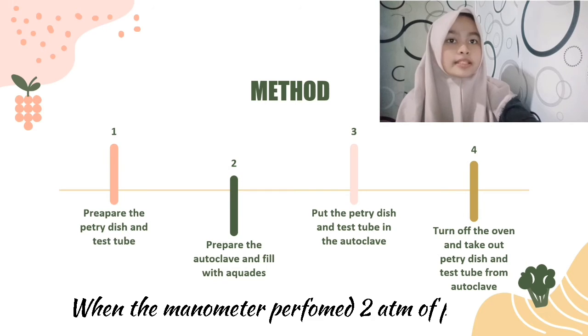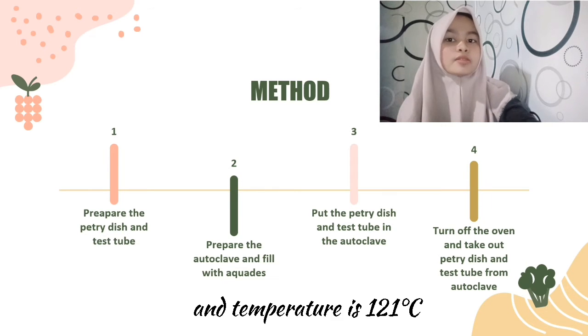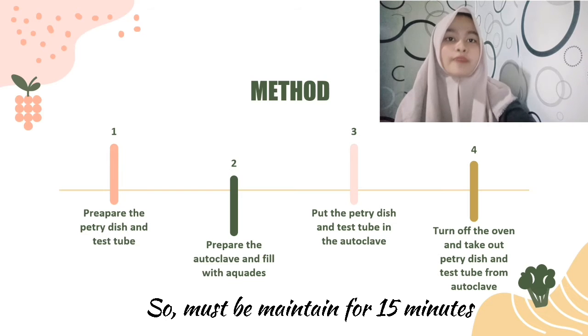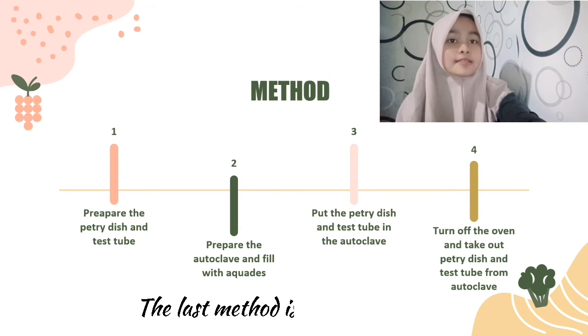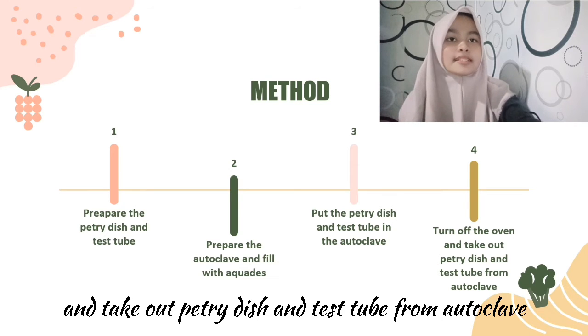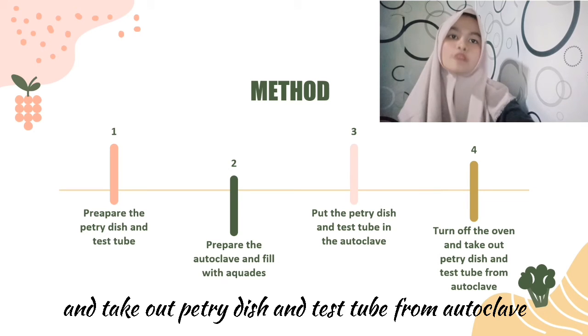When the manometer shows 2 atm of pressure and the temperature is 121 degrees, it must be maintained for 15 minutes. The last method is to turn off the oven and take out the petri dish and test tube from the autoclave.